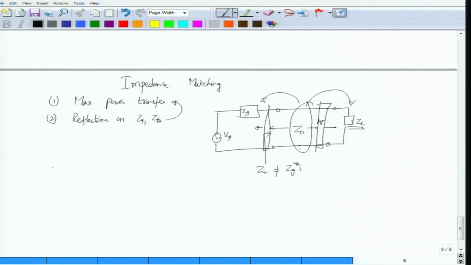There are several techniques of impedance matching. There are lumped element techniques, or there is stub matching, which is quite popular in RF scenarios. We will be looking at stub matching in the next module.